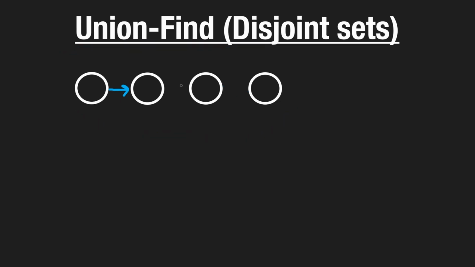It can also be used for cycle detection. Suppose we had a graph like this. Union find would be able to determine that this graph does not have any cycles. But if we add an edge like this one, union find would be able to tell us that this graph indeed does have a cycle.